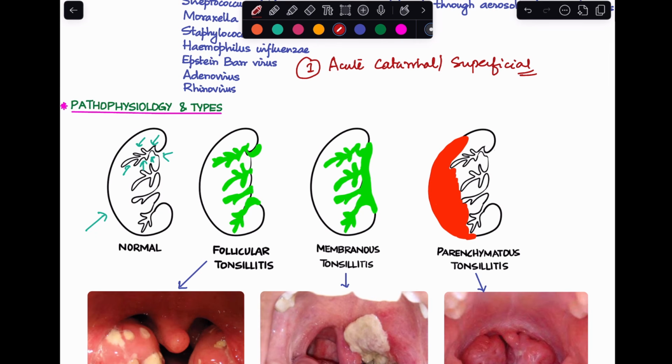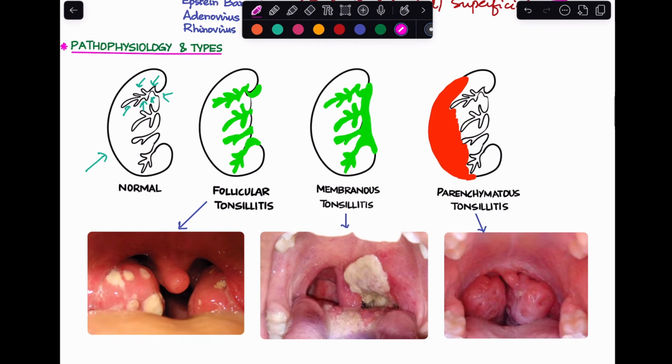This usually happens because of a viral upper respiratory tract infection. So that's our first type. Now, next we have our second type, which is known as the acute follicular tonsillitis.